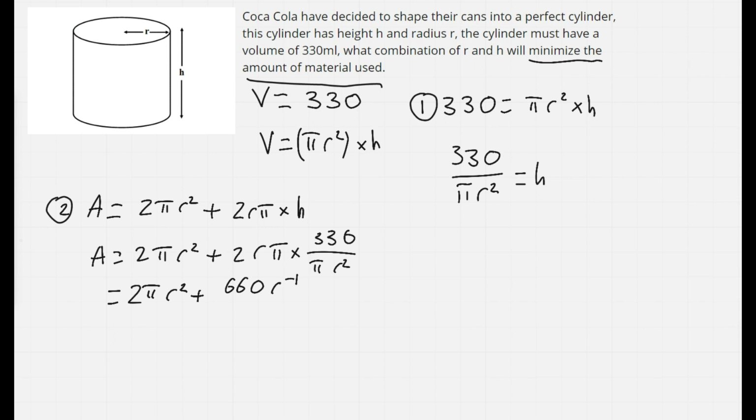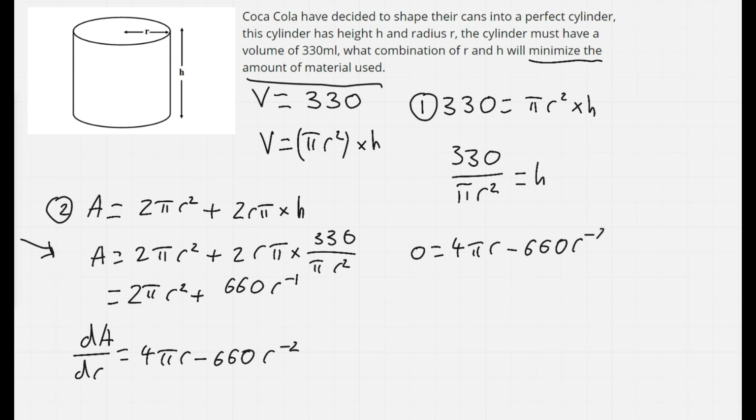Now, this is just a function. What value of r is this function minimized at? Well, I can find dA/dr, and I can find a minimum point. So I'm going to get 4 pi r minus 660 r to the minus 2. I can equate this to 0, so 0 equals 4 pi r minus 660 r to the minus 2. I can then multiply through by r squared.